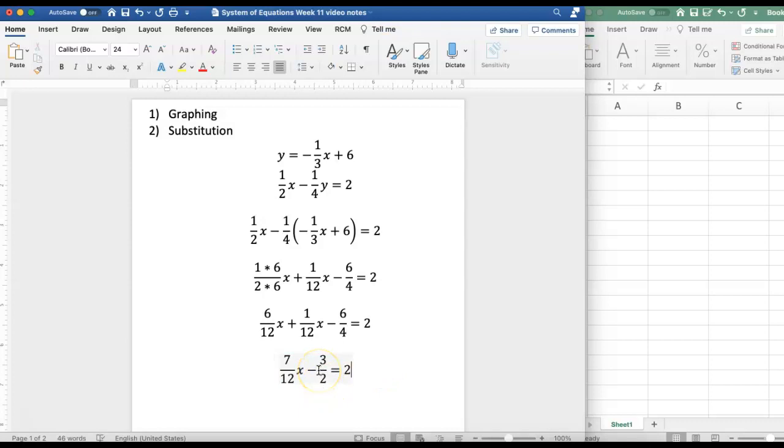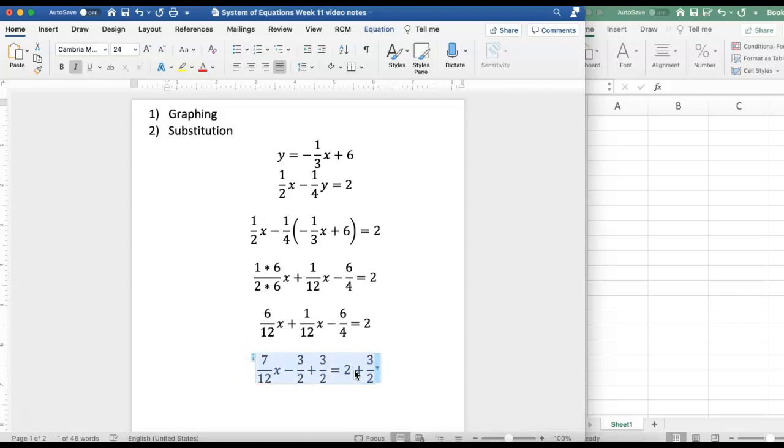Now I need to get the x by itself, so I'm going to take the 3 halves and add 3 halves to both sides. Add 3 halves. On the left-hand side, that will cancel out. On the right-hand side, we'll get there in a second, so this becomes 0. So I have 7/12 x equals 2 plus 3 halves.